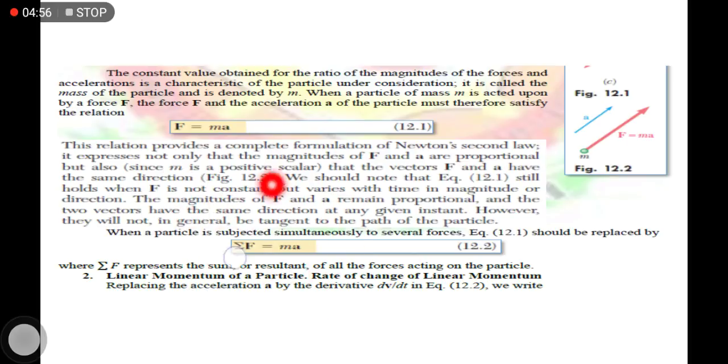Okay, the summation of forces equals mass times acceleration. So we have here a short discussion about the second law of motion. Number 2, we have here linear momentum of particles, or the rate of change of linear momentum.